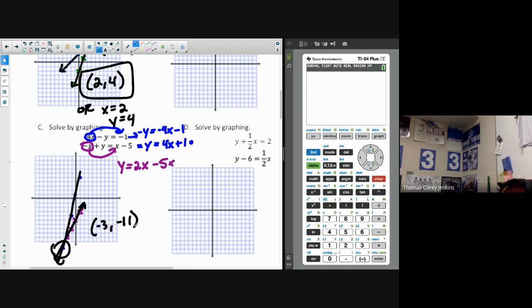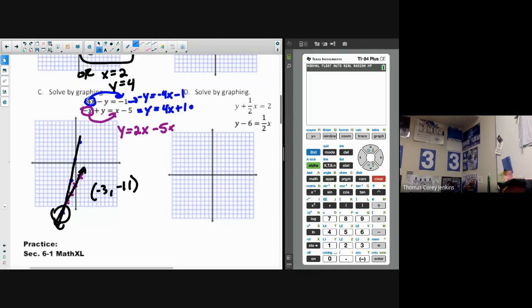So this one is not as obvious, right? Does it work in both? Well, let's just see algebraically if it works in both. So I'm going to go back to the original. So on the top one, that would be 4 times negative 3 minus negative 11. What's that equal? That'd be negative 12 plus 11. That'd be negative 1. So that checks out.